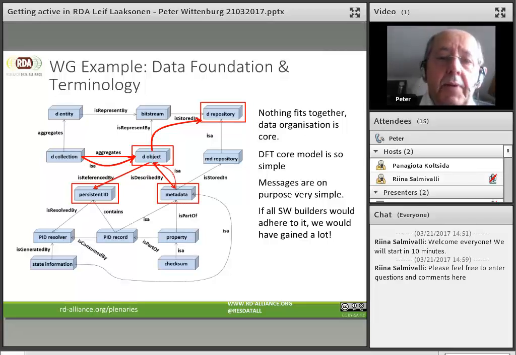What this red part also states is that metadata itself is a digital object, so a metadata has a persistent identifier. It also says that a digital collection is nothing else than an aggregation of digital objects, and itself a digital collection is a digital object. So it's a kind of recursive definition here.